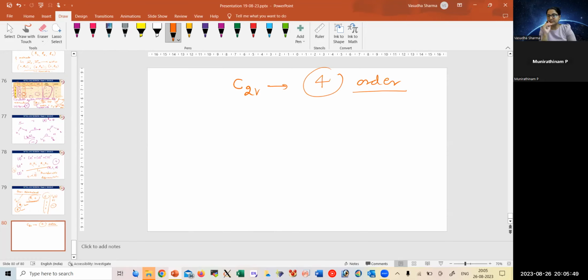Okay. So is this clear why C2V we are considering? We need to draw a character table, and C2V is having an order of 4. That is clear? Clear, ma'am. Okay. So for defining the character table, to make that character table, we need to define some numbers which can form that character table.